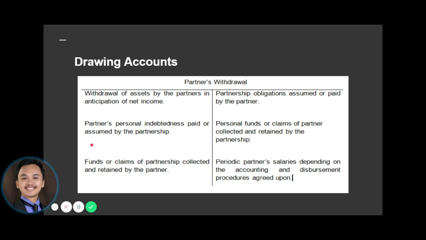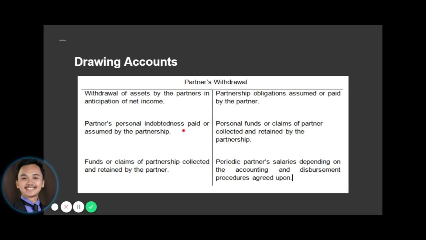Second, we have the partner's personal indebtedness paid or assumed by the partnership. If there are liabilities assumed by the partnership, such payment of liabilities by the partnership will also be considered as partners' drawings.